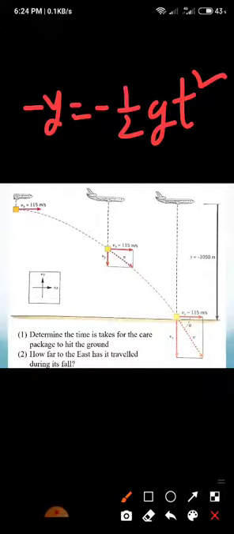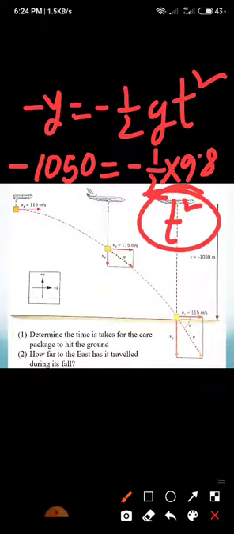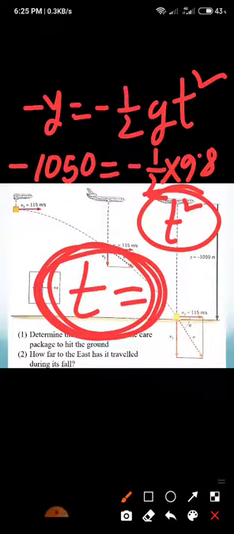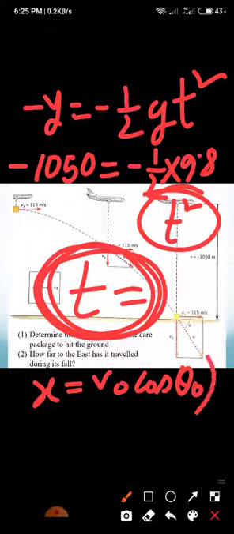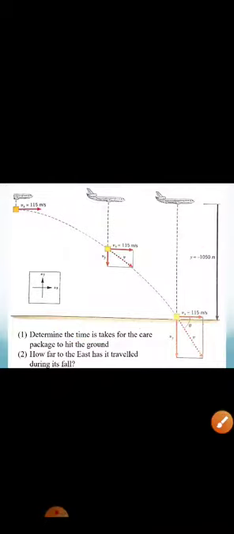So minus 1050 equal to minus half into 9.8 into t square. From this equation you can get the time. And when you get the time, you can find the horizontal distance x equal to V naught cos theta naught t. So using this time you can get the horizontal distance. So thank you so much.